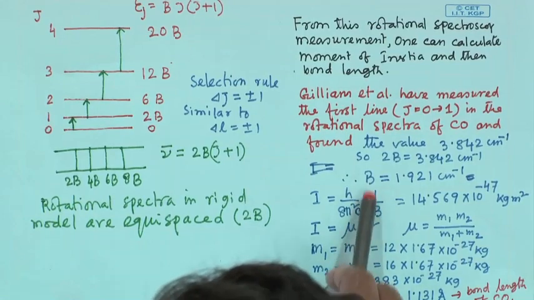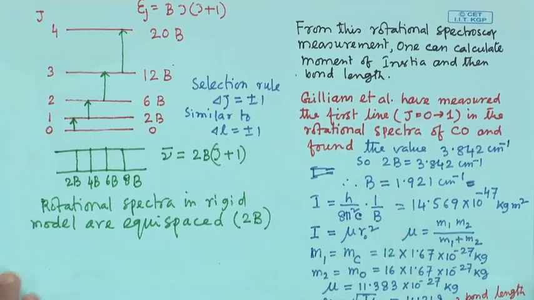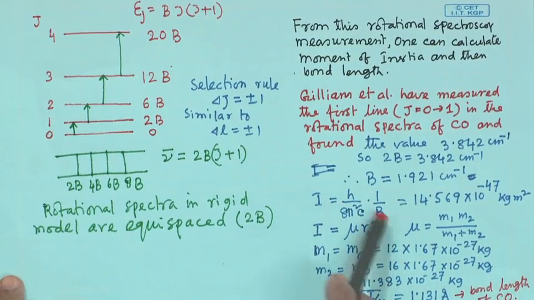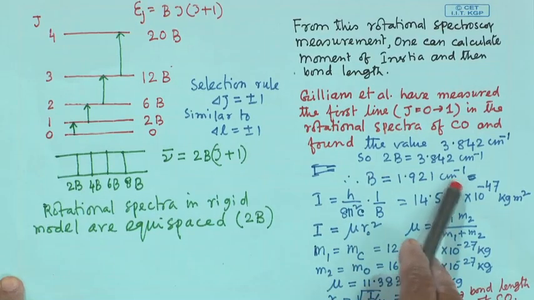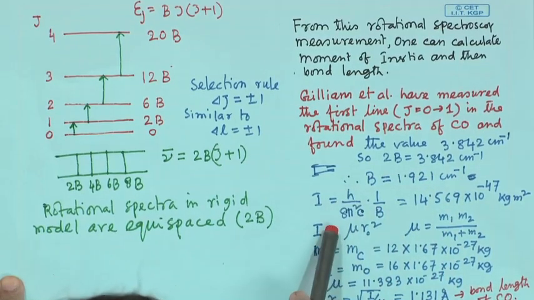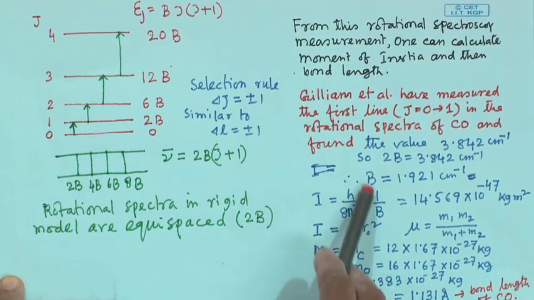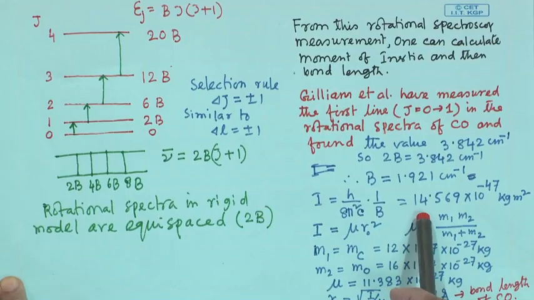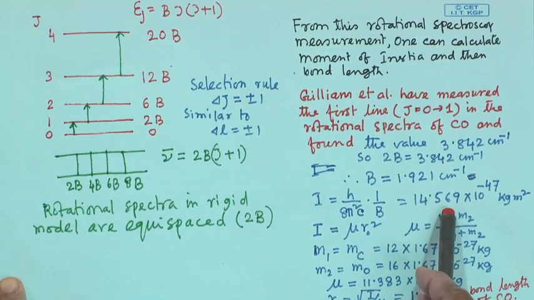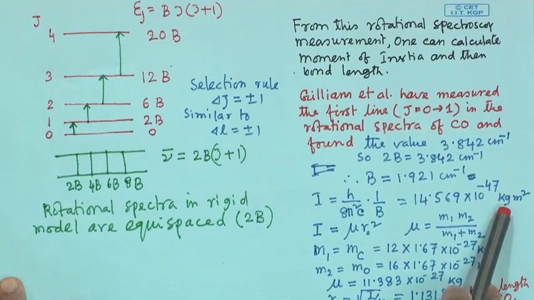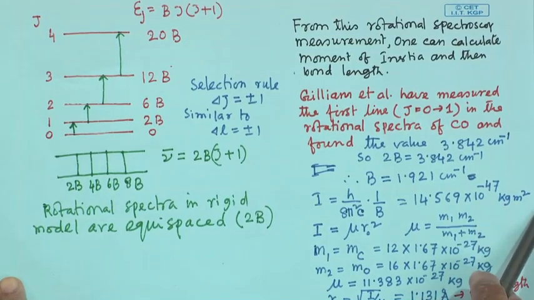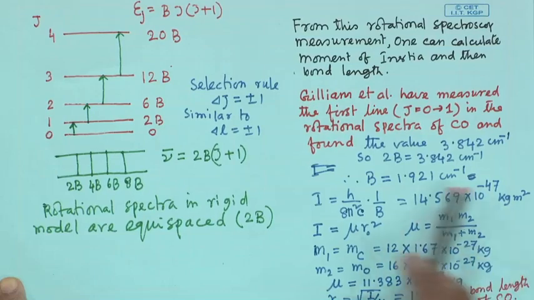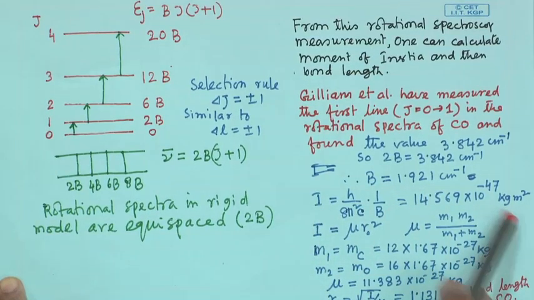I have written separately this 1 by B, because the B value I know from experiment. If I put the B value, and the others are constants, the velocity of light, pi and h, then I, the moment of inertia, I will get this value, 14.569 into 10 to the power minus 47 kg meter square. So I was able to calculate this moment of inertia.